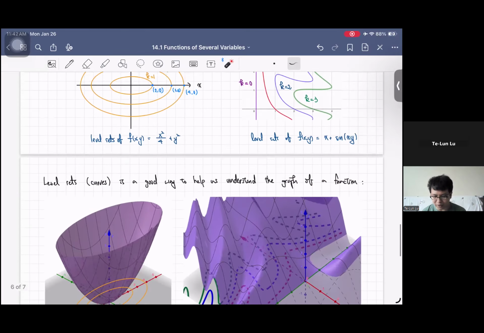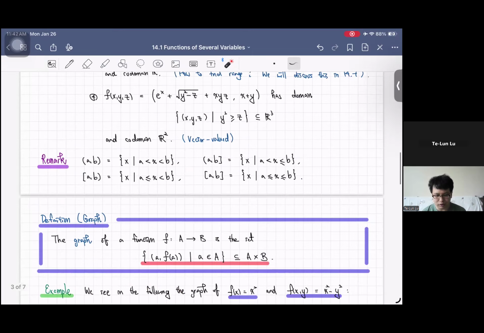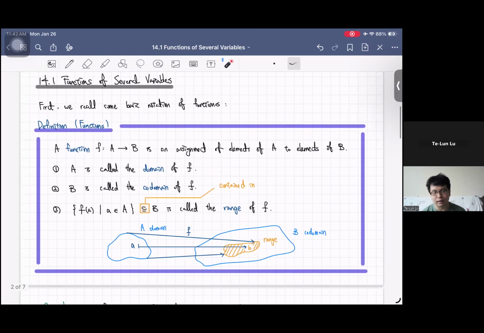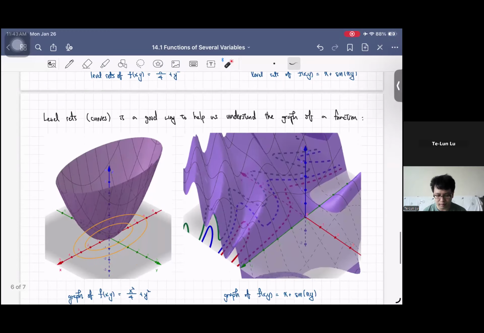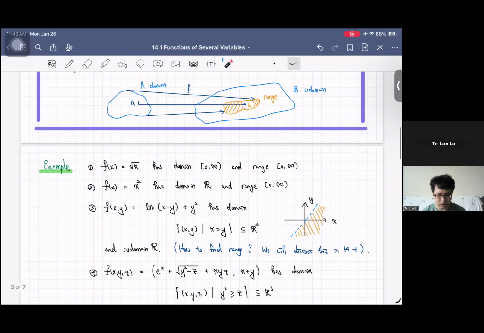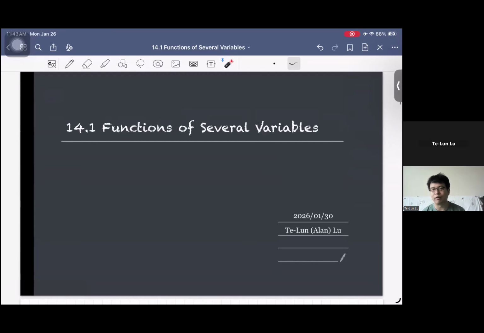I don't think we need a review because it is quite a short section, but just be aware that you should know terms like domain, range, graph, and level set, a level curve to be precise. Okay, so that'll be all on the introduction of functions of several variables. I encourage you to look into the textbook for this particular section because there are very many nice graphs about functions in 2D space or 3D space. So try to look in the textbook and let me know what you think about it.